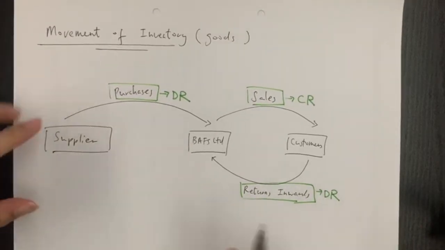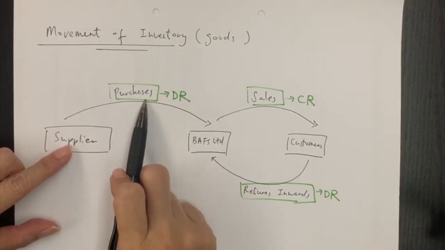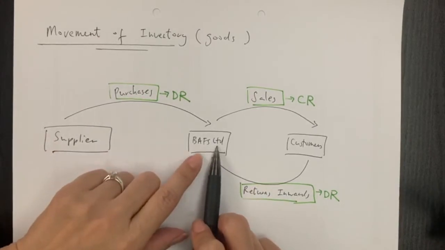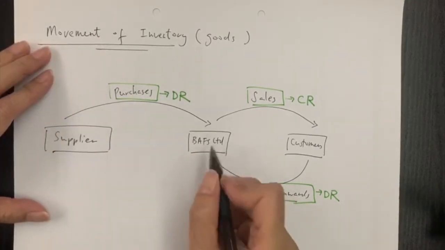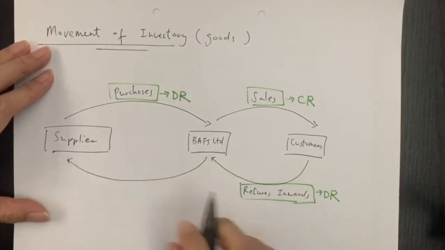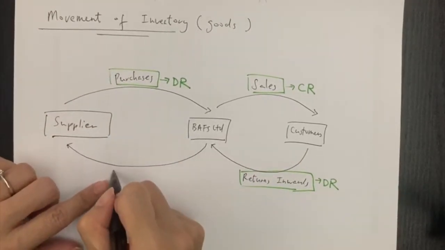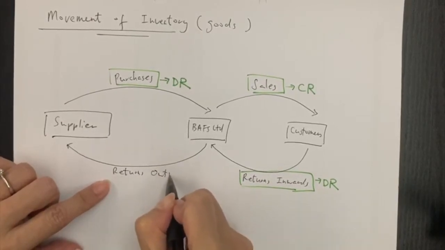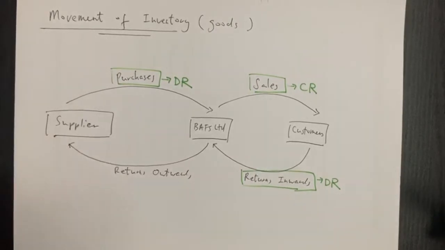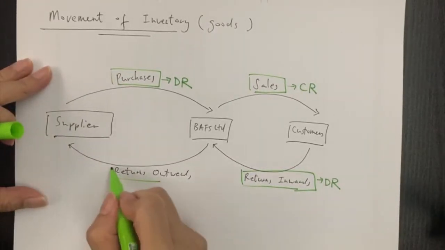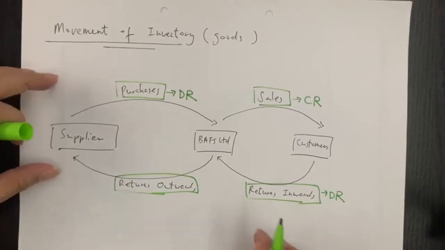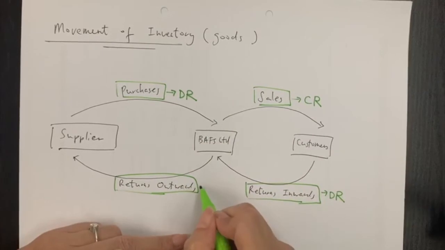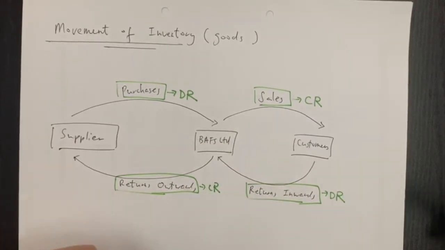Purchases means we buy from the supplier. What if we are not happy about the things purchased? We're not satisfied. Then we can have returns outwards, returning goods to the supplier. So what do you think? Returns outwards being opposite to purchases, and purchases being a debit item, this one must be a credit item.